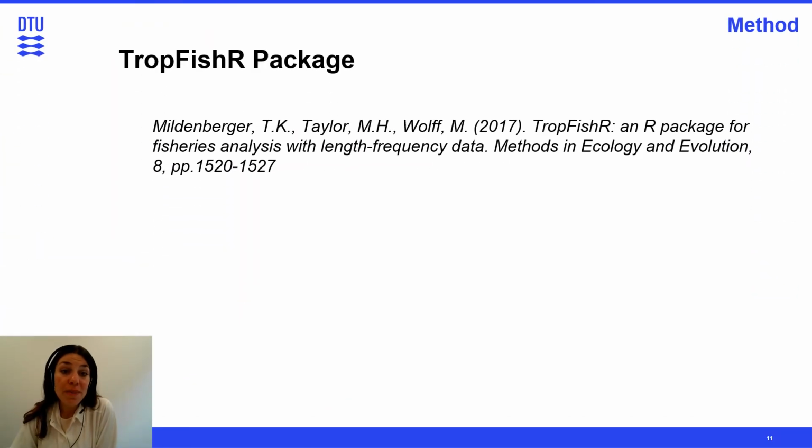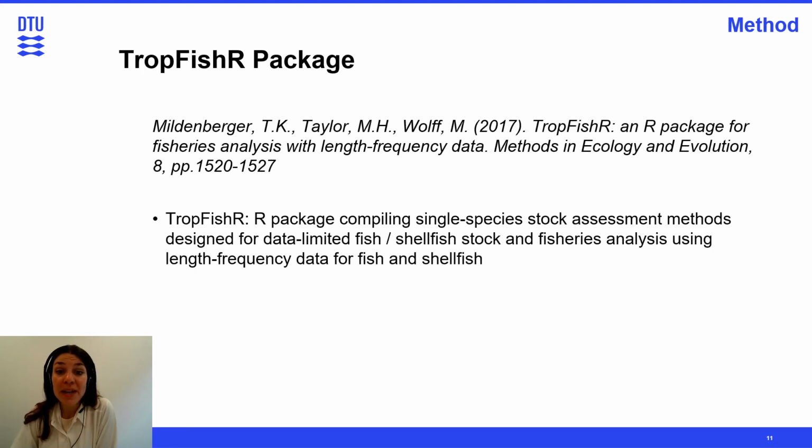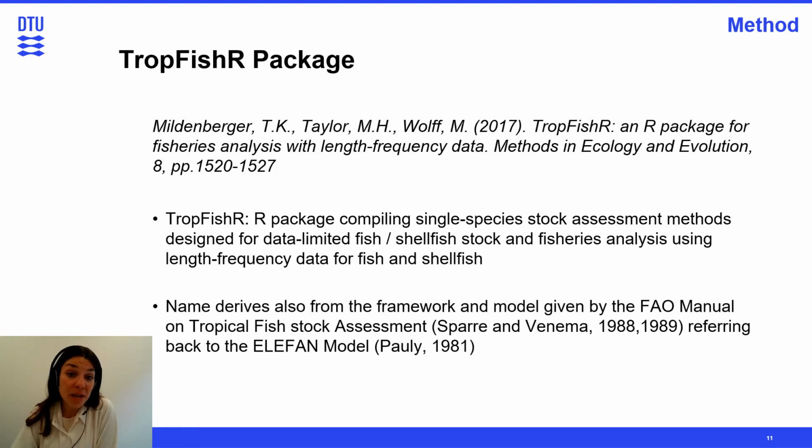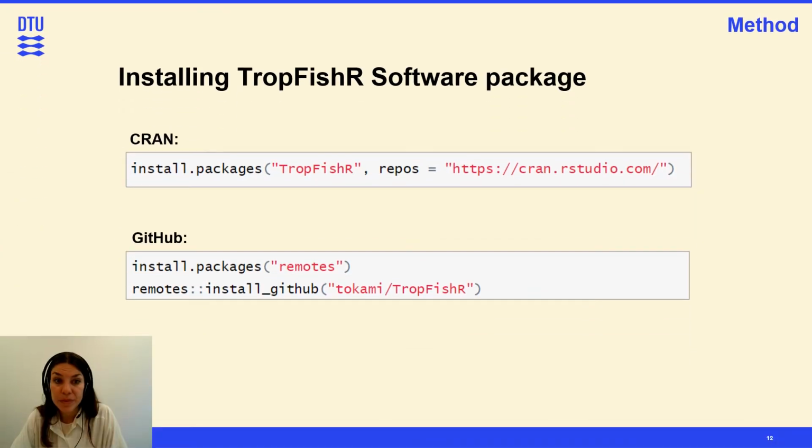The TropFishR package is an R package compiling single species stock assessment methods designed specifically for data-limited fish and shellfish stocks using length frequency data. And it is based on the framework and model given by the FAO manual on tropical fish stock assessment. The current version of TropFishR can be downloaded from both CRAN or GitHub, examples you can see here.